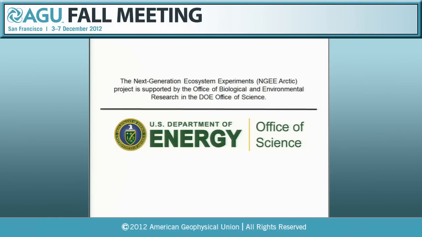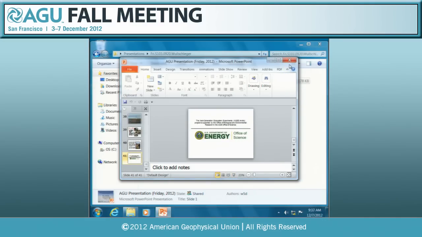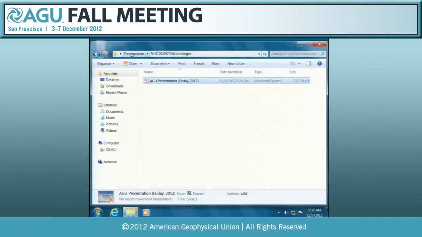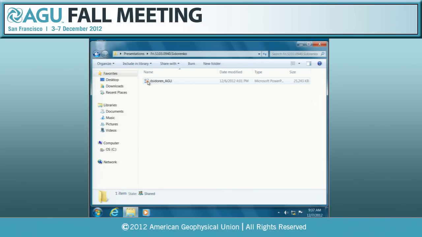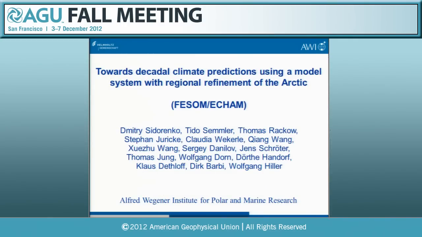Okay, please join me in thanking Stan once more. Our final talk today is by Dmitry Sidorenko from Alfred Wegener Institute in Bremerhaven. He'll be talking on towards decadal climate prediction using model systems with regional refinement for the Arctic.